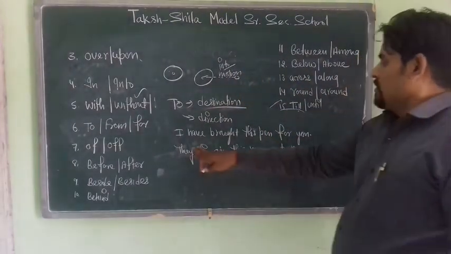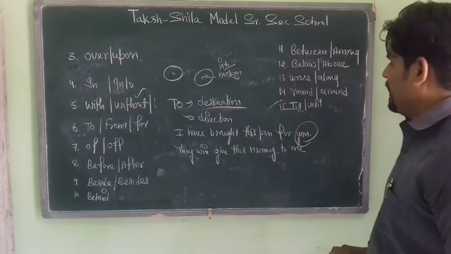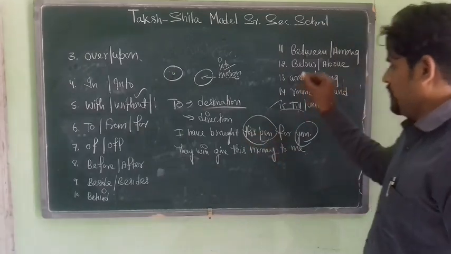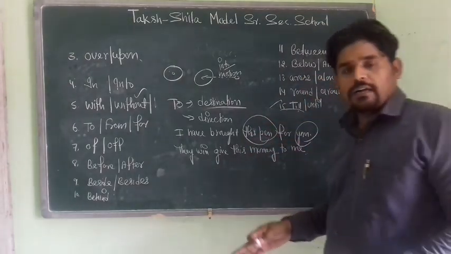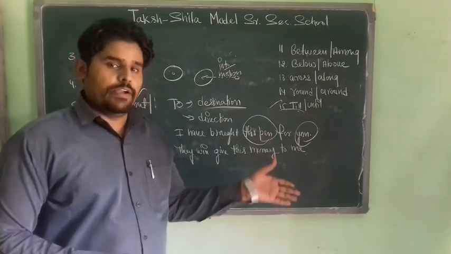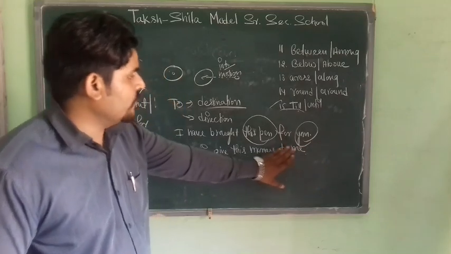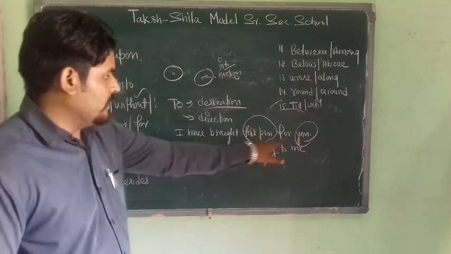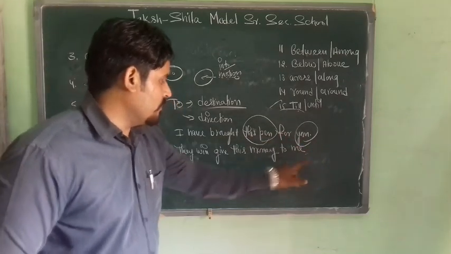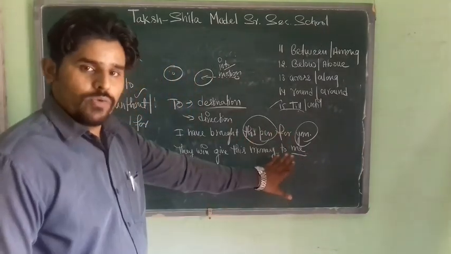For example, I have brought this pen for you. Here this you is indirect object and this pen is direct object, right? So the things are called direct objects, whereas the pronouns are called the indirect object. So always before indirect objects we use what? To or for. In this example we have used for, in this example we have used to. If we want, we can also omit the use of for and to in these sentences.